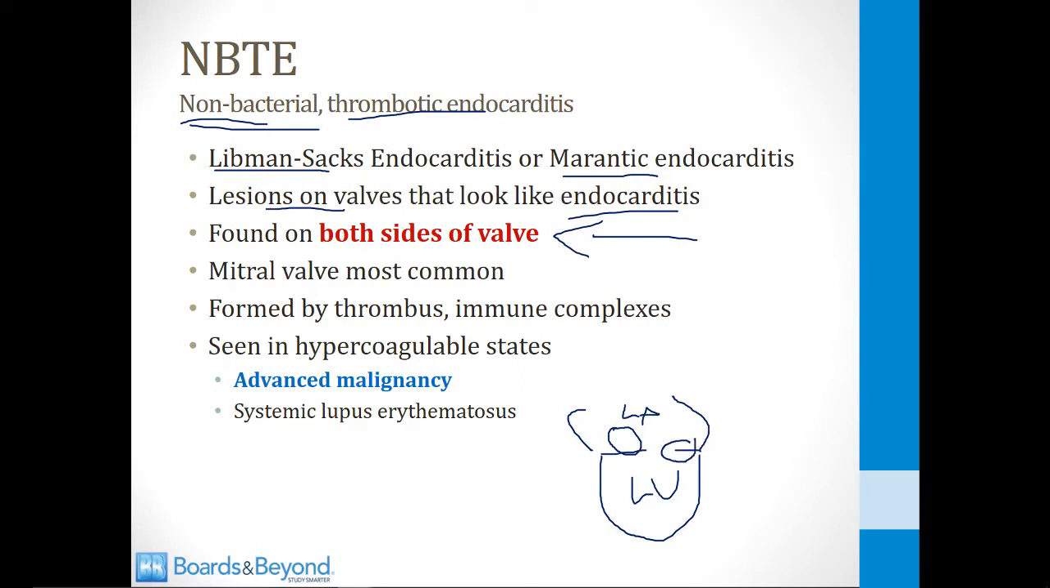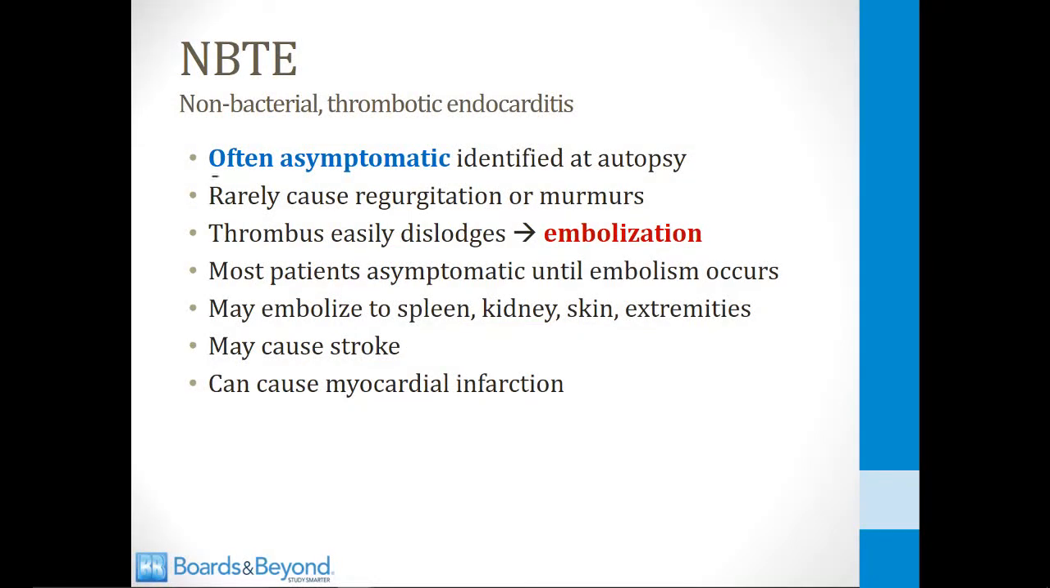The most common valve where this condition occurs is the mitral valve, and it's caused by thrombus and immune complexes on the valve, not by bacterial growth. And as you can imagine, since it's caused by thrombus, it's seen in many hypercoagulable states. One of the classic ones is advanced malignancy, especially solid tumors. It also occurs in patients with lupus. NBTE is often asymptomatic and only identified at autopsy after a patient with advanced malignancy dies.